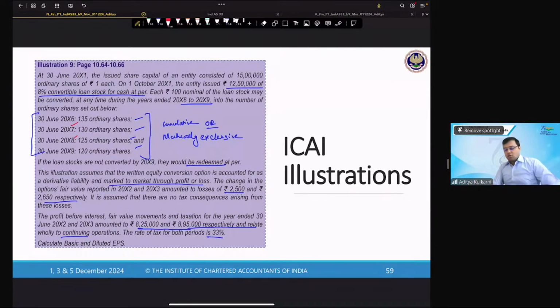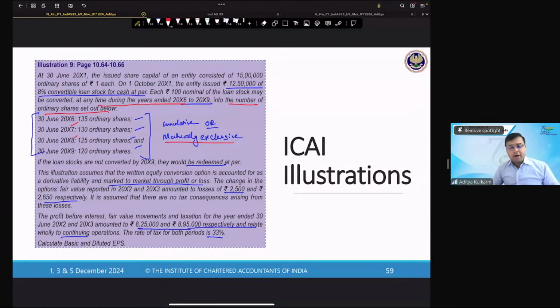So tell me, is it cumulative or is it mutually exclusive, these dates? What is written? Each 100 nominal of the loan stock may be converted at any time during these years into the number of ordinary shares set out below. So how will conversion happen? Either date 1 or date 2 or date 3 or date 4. All three or four cannot happen together. Is it okay? So we call them mutually exclusive.